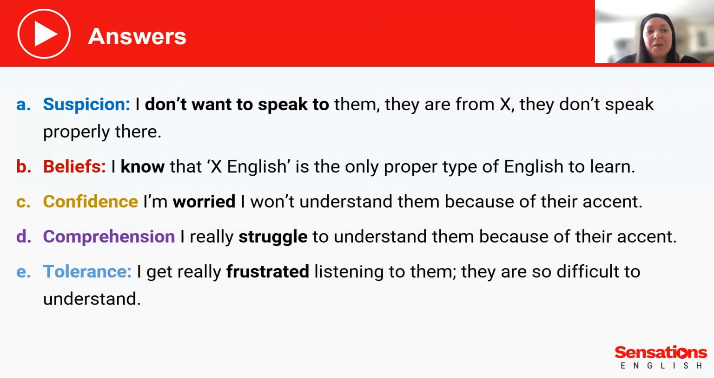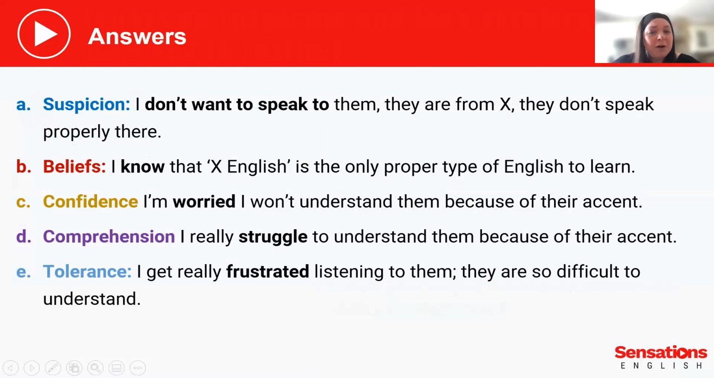Suspicion and beliefs are quite similar, but suspicion is more, as I said, distrust. I don't want to speak to them. They are from X place. They don't speak properly there. Any of you heard this one from your students before? Oh, I've heard it so many times. Beliefs. I know that X type of English is the only proper type of English to learn. Again, a pretty common one.